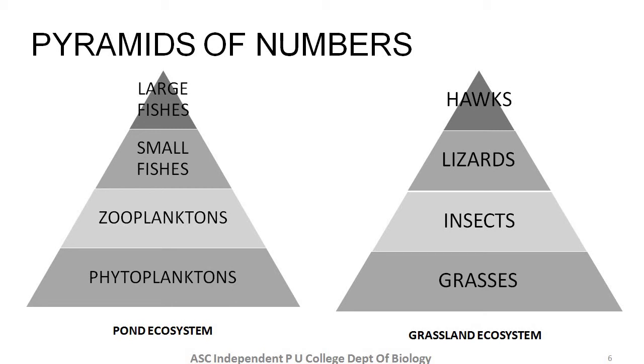Similarly, if you see in a grassland ecosystem, grasses are more in number, and the primary consumers, in this case insects, are comparatively less, and lizards are comparatively fewer than insects, and the same thing holds good for hawks. The top carnivore, that is hawks in the grassland ecosystem, the number of these organisms is comparatively less when compared to the number of producers or primary consumers. Hence, these pyramids represent upright pyramids of numbers.